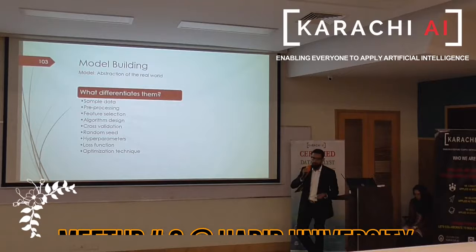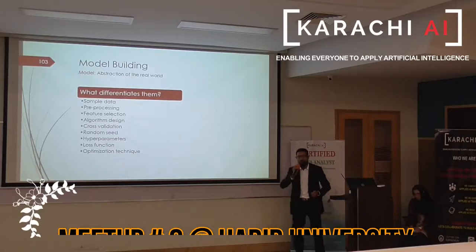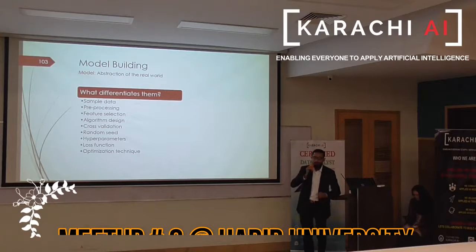Then the algorithm design. This is basically what people usually think of as the model. For example, I am applying a decision tree, I am applying gradient boosting, I am applying a convolutional neural network, so these are the algorithms. Cross-validation, many choices again. You can go with k-fold, you can go with the holdout method. There are many methods you can apply for cross-validation. Then the random seed. This is particularly important when you talk about the optimization function. For example, with gradient descent, it matters where you start from. So the random seed is really important.